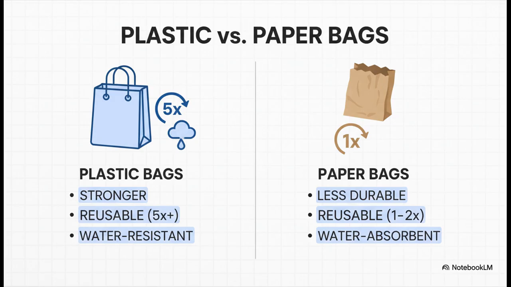Next up, Stage 3, how we use them. Let's be honest, plastic bags are usually stronger. They can handle a bit of rain, and you can reuse them more often, maybe as a bin liner or to carry your shopping again. Paper bags, they tear much more easily, so that's another point for plastic.